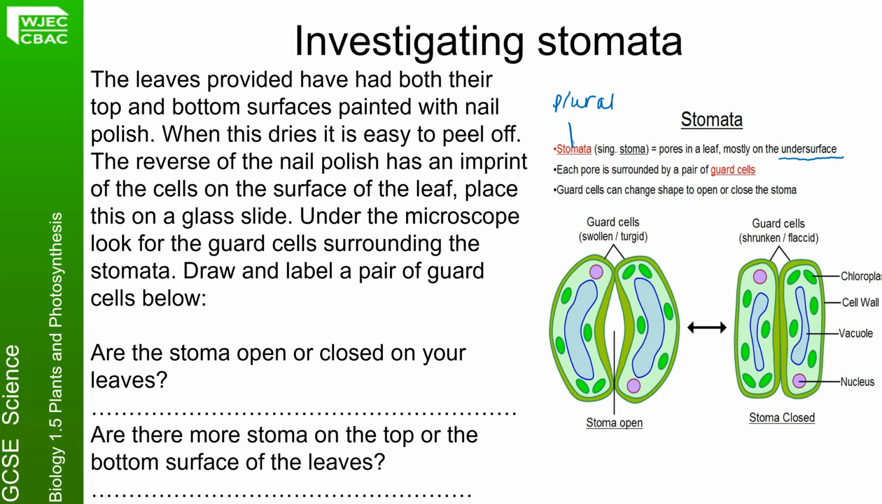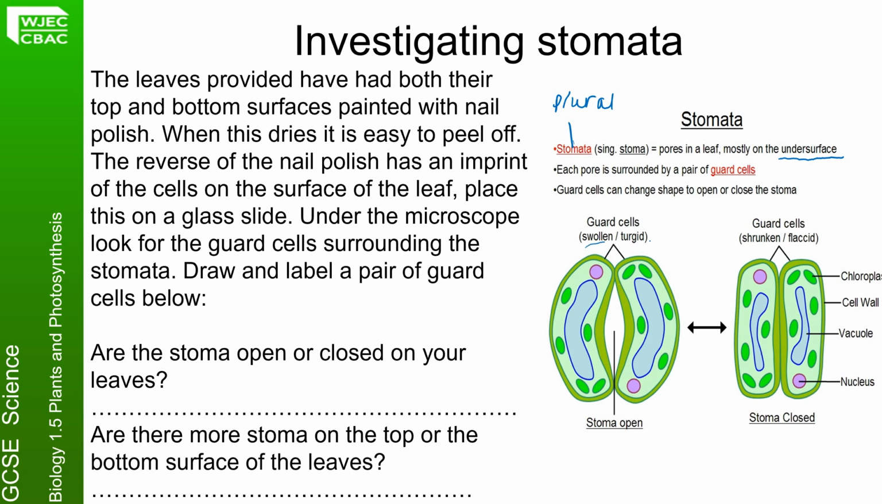The way we normally look at these stomata is really simply, we take some regular nail polish and we paint it on both the top and the bottom surface. We allow it to dry, and as it dries, the nail polish takes up the imprint of the cells on the bottom and top surface of the leaf. When we place this underneath a microscope, we can see these kind of structures.